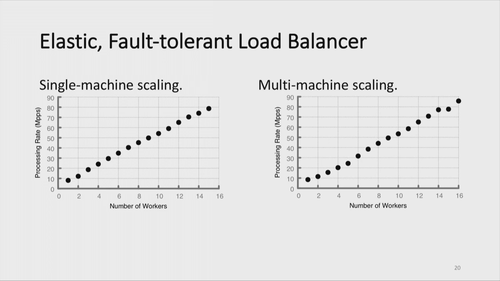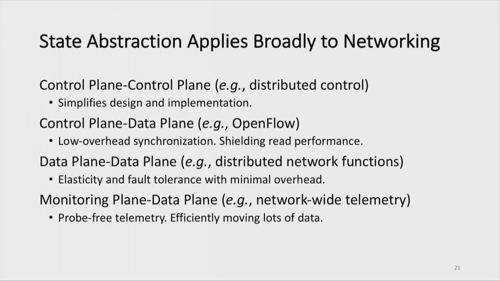So we essentially are able to have a stateful load balancer, which is what everybody is trying to avoid because it's hard to make work, but we make it linearly scalable. And what I talked about applies more broadly to networks: control plane to control plane interactions, control plane to data plane interactions, building distributed data planes, and finally building network-wide telemetry. The same abstraction could replace a lot of different protocols if you are fine with going with a data-oriented approach.